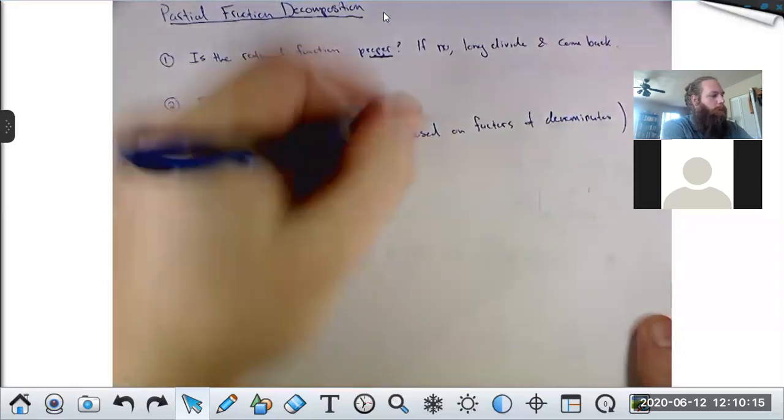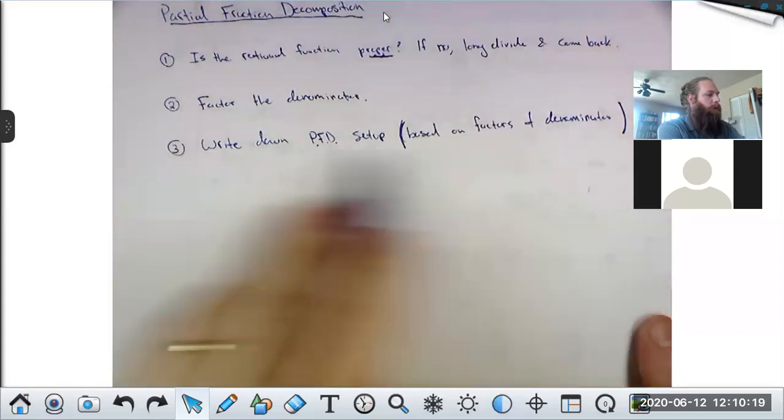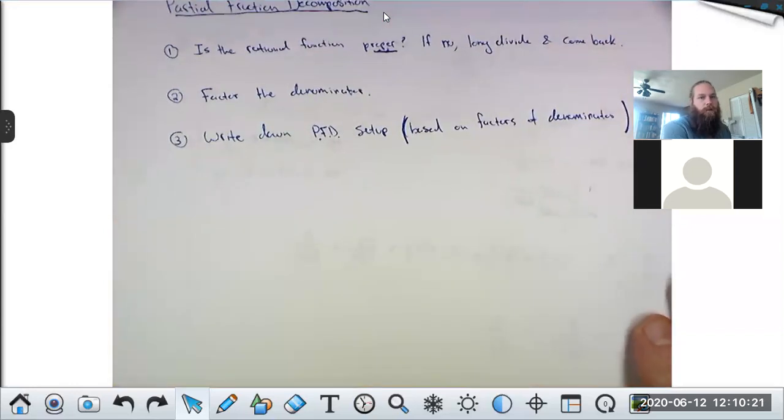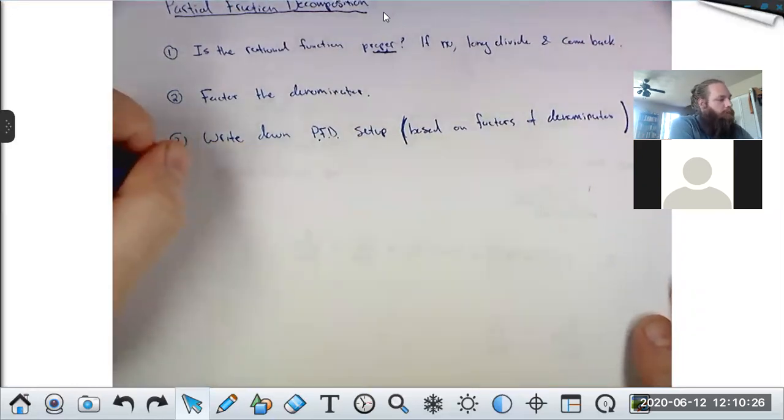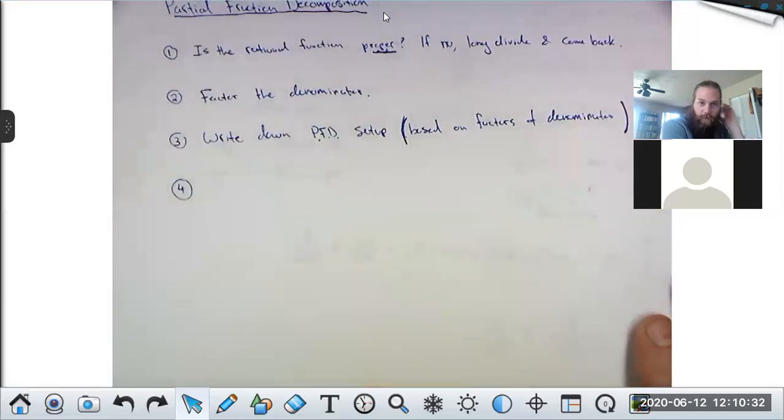So most of what I'm going to show you today is how to use or how to pick the PFD setup. Once you have your PFD setup, don't worry about how to pick the PFD setup or even what this means for now. Just follow me in these notes, write these things down. This is your high-level strategy.